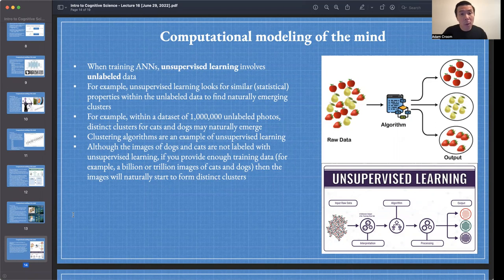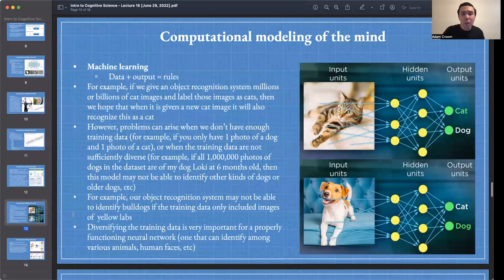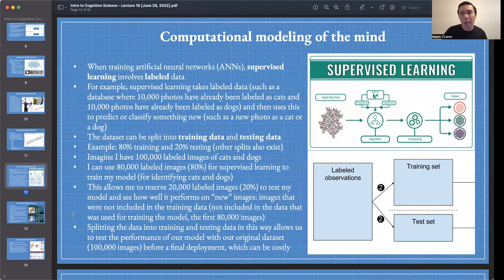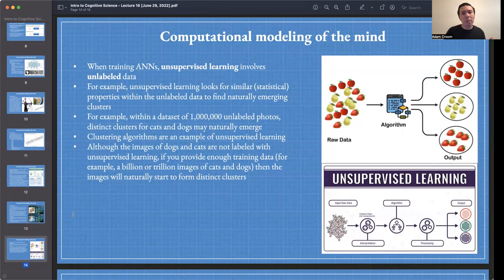When training artificial neural networks, unsupervised learning involves unlabeled data. So we have just discussed supervised learning and how that involves labeled data, but there are different types of learning, and unsupervised learning involves unlabeled as opposed to labeled data. For example, unsupervised learning looks for similar statistical properties within unlabeled data to find naturally emerging clusters. So with a data set of 1,000,000 or 1,000,000,000 unlabeled photos, distinct clusters for cats and dogs may naturally start to emerge.